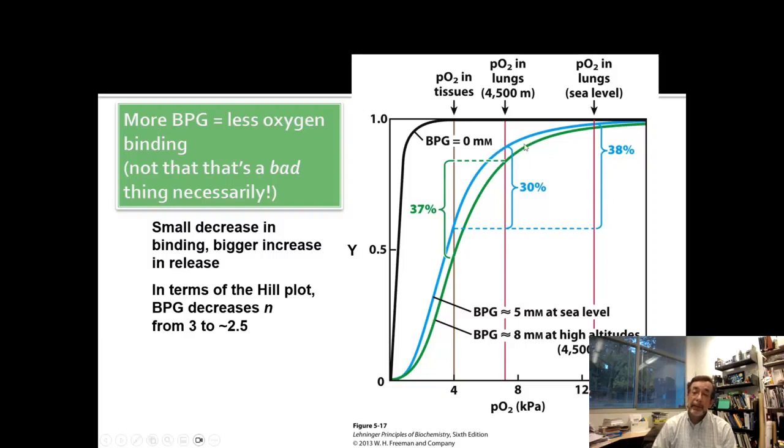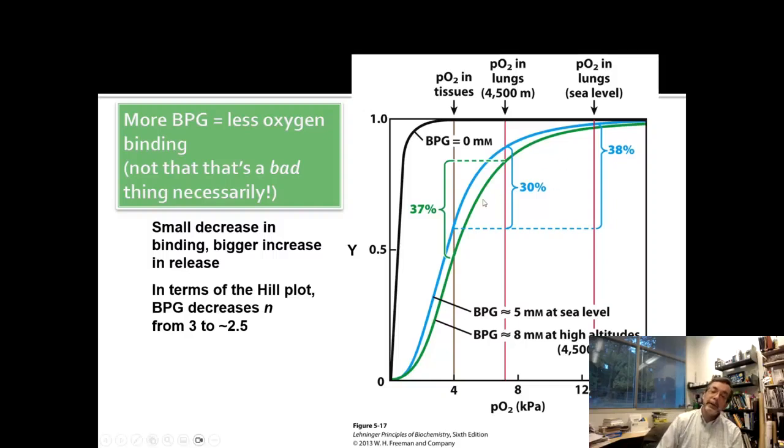But then you move to Denver. You stay on the blue line because you're still making the same amount of BPG, and then you are loading up only at 90%, 0.9. That means when you go off to the tissues, you're dropping to the same level. So only 30% of your hemoglobin is being used to transport oxygen. Therefore, you end up feeling out of breath. Your body tells you to breathe faster, breathe more, to try to get more oxygen into your hemoglobin.